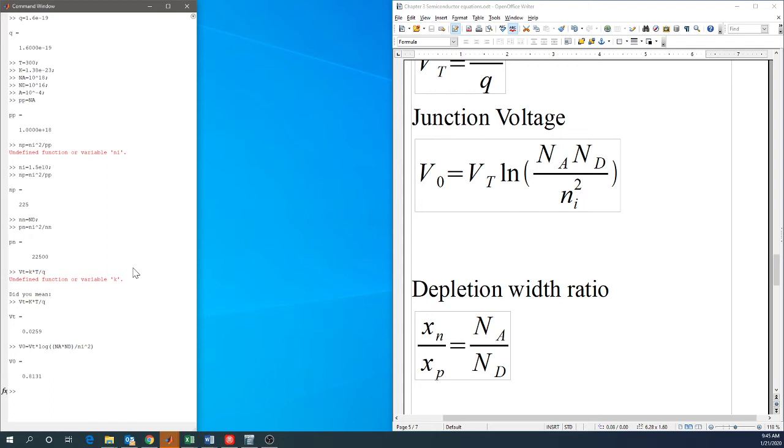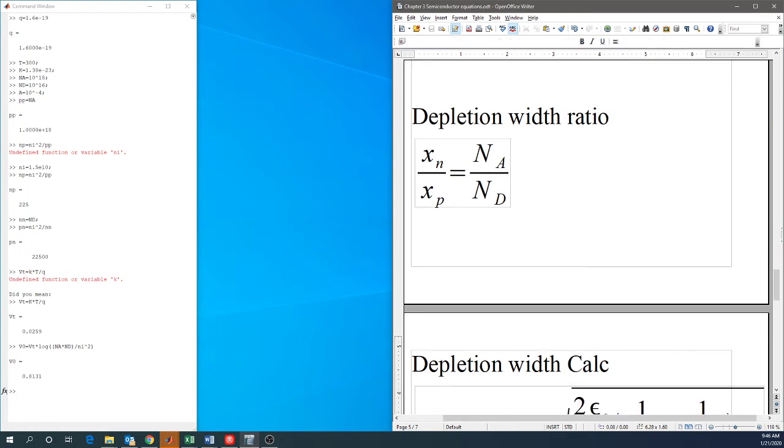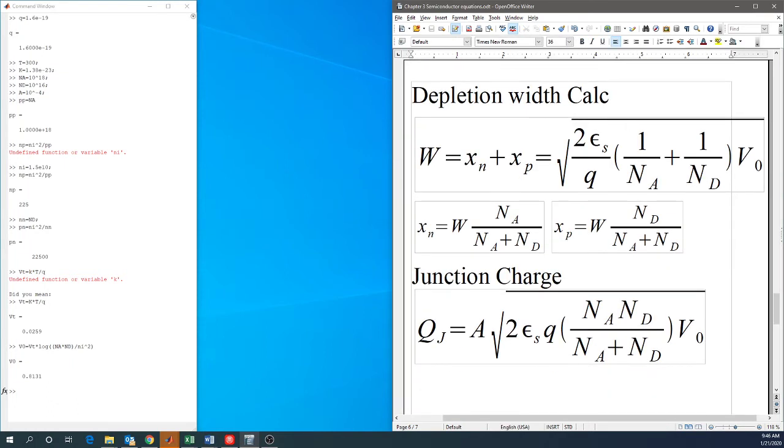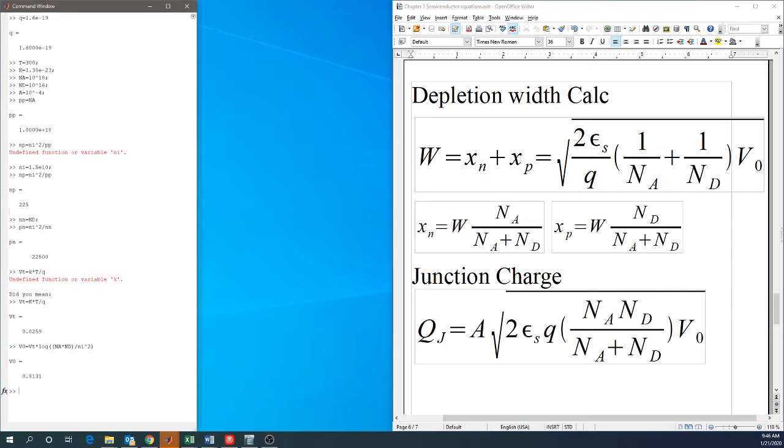Okay, and now they want us to do the depletion width. So there's a great utility in the back of this chapter, and that utility just has a list of all these equations. Use it. W is equal to the square root of, so let's define epsilon. Epsilon SI is equal to 11.7 times U. And this is where I forget what that value is, 8.85 e to the minus 14th. Okay?